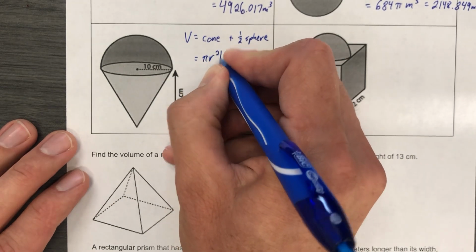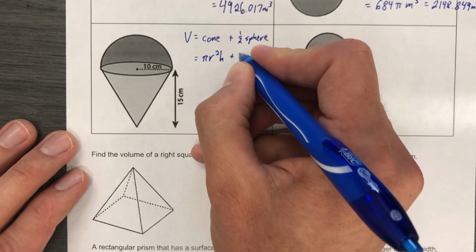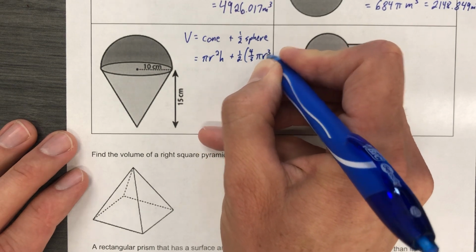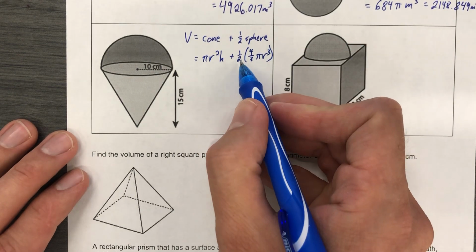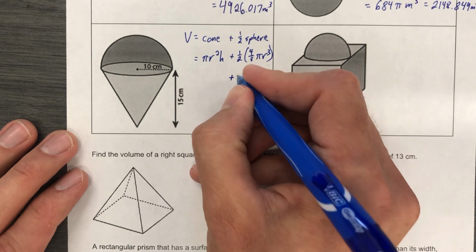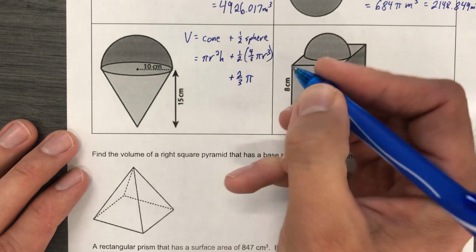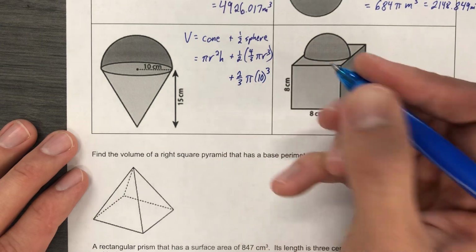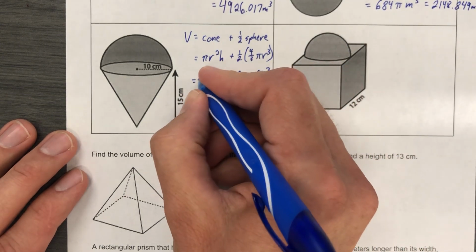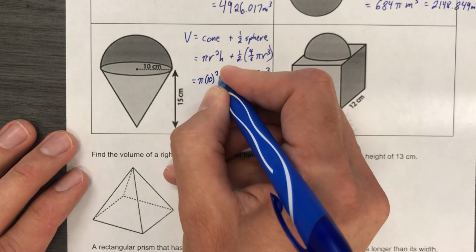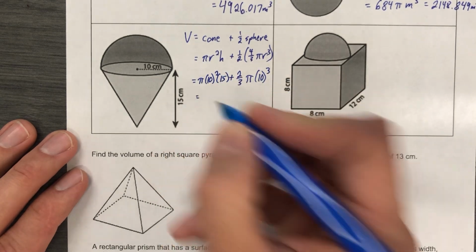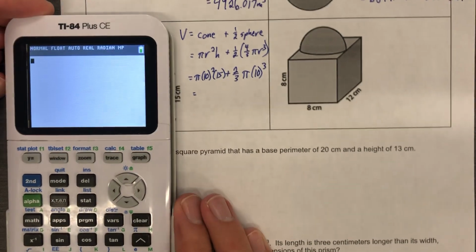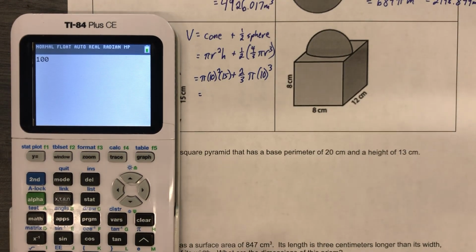So pi r squared h for the cone, and then 1/2 times 4/3 pi r cubed. Now, jumping ahead, 1/2 of 4/3 is going to be 2/3 pi r, there's r, 10 cubed. And over here we're going to have pi times 10 squared times 15. Let's do this in terms of pi first, and then we'll do our answer where we multiply through pi. And that will give us 100 times 15.